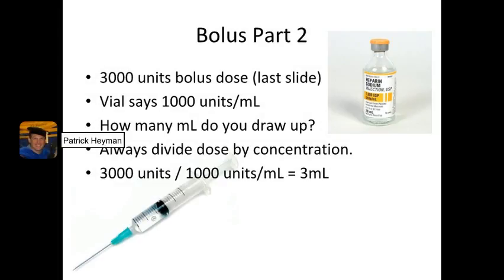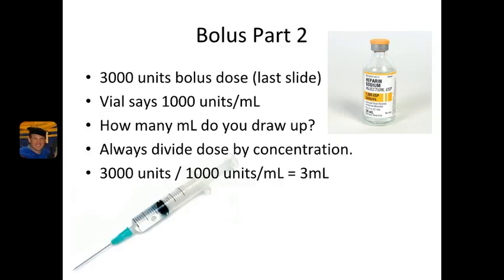Now that we know the unit dose, 3,000 units bolus, what we have to do now is calculate how many mLs we're going to draw up. So in this case, our vial says 1,000 units per ml. That's going to be our concentration. Now, repeat after me. Always, always, always, always divide the dose by the concentration. So the dose in this case is 3,000 units. We're going to divide that by our concentration, which is 1,000 units per milliliter.